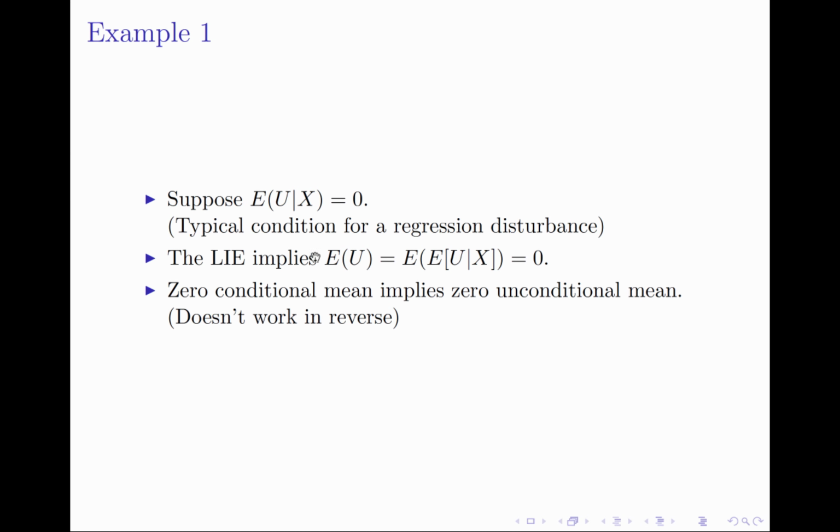So it works in that direction. The conditional mean being zero implies that the unconditional mean is zero. It doesn't work the other way around. If you know or you assume that the expected value of u, the unconditional mean, is equal to zero, you cannot be sure that the conditional mean is also equal to zero. You can't use the LIE or anything else to guarantee that it is equal to zero. So this only works one way. If you know the conditional mean is zero, that implies that the unconditional mean is also zero.